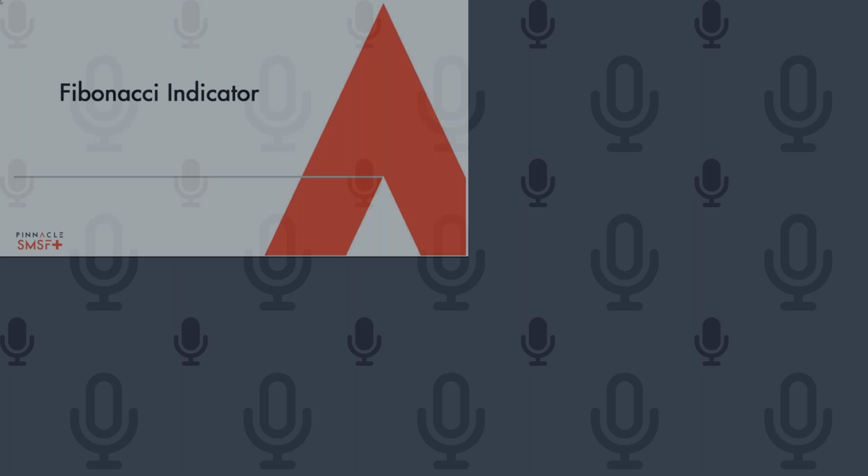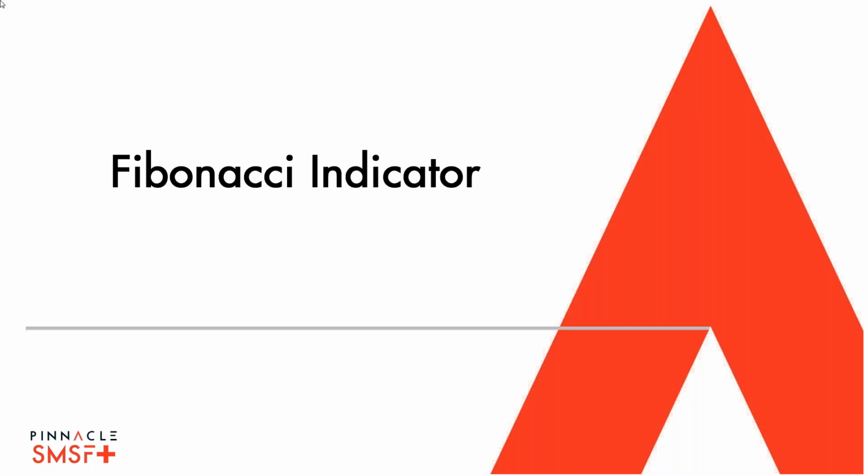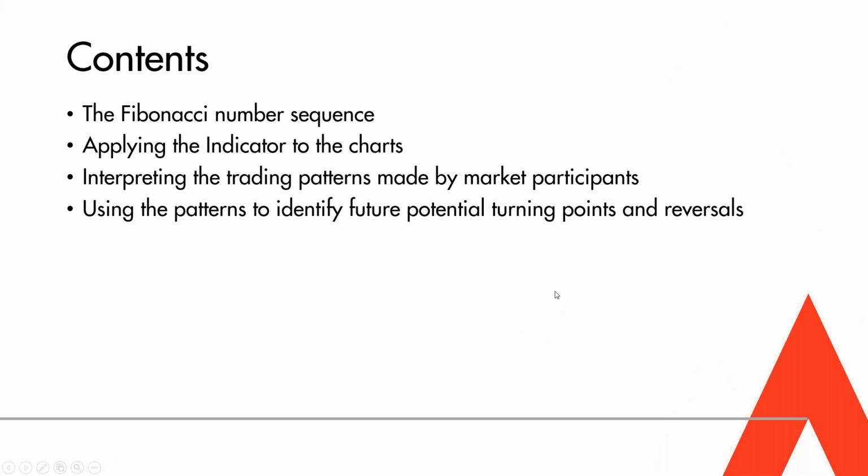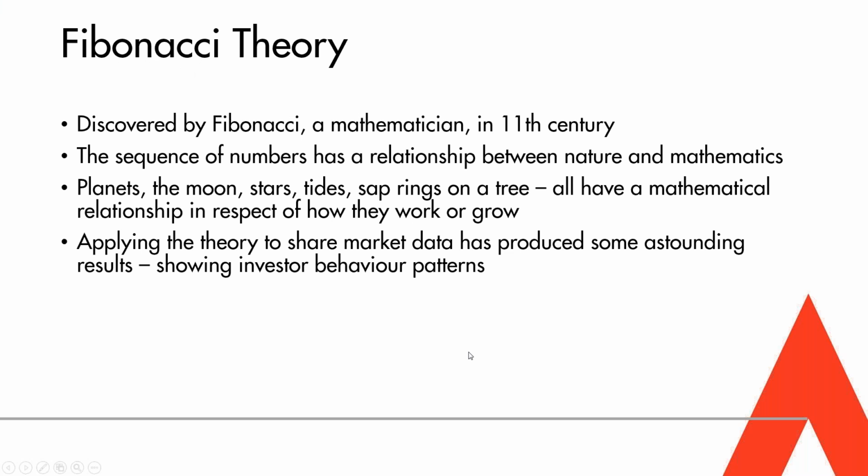In this lesson, we'll be discussing the Fibonacci Indicator, a very useful tool for identifying retracement levels in uptrends. So some of the things we'll be covering in this lesson include the Fibonacci number sequence and what it's all about, how to apply the Fibonacci retracement indicator to your charts, how to interpret the trading patterns made by the market participants, and using the patterns to identify future potential turning points and reversals. So let's start by going through a little bit of Fibonacci theory.